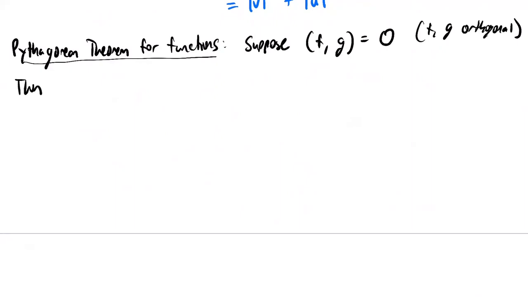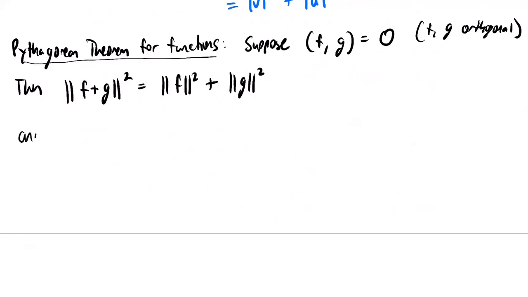The conclusion is that if I look at the L2 norm of f plus g squared, this is equal to the L2 norm of f squared plus the L2 norm of g squared. And similarly, if I look at the L2 norm of the difference, this is equal to the same thing. Again, the key point is you really need them to be orthogonal for this to work. Okay, and so how do you prove this?